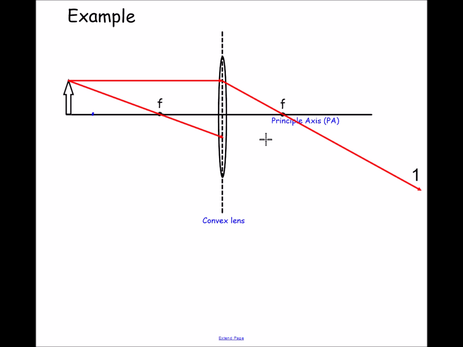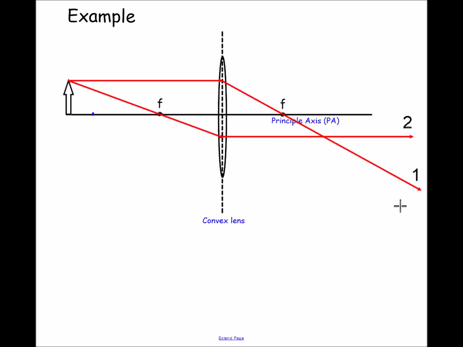By definition, the way that light will refract is when it hits that point, it will actually then move parallel to the principal axis off in that direction. So that ends up being ray number 2, according to the rules that we have listed up there.